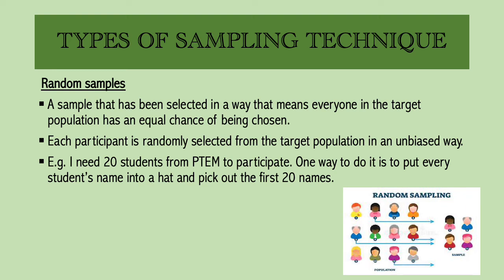There are only 3 ways to gather your participants or to recruit your participants. Either you use opportunity, which is using anyone that is present during that time, or volunteer, you post an advert and people volunteer for it, or random. Random means you just randomly select the participants from the target population, but in an unbiased way. So 3 types of sampling technique, okay?